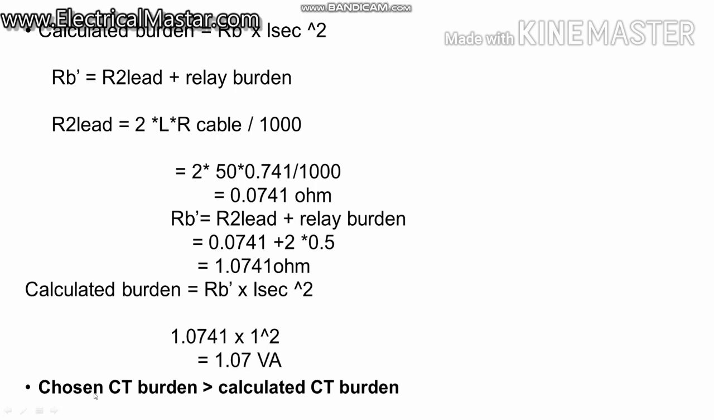The general concept is that the chosen CT burden should be greater than the calculated burden. How much is the chosen CT burden? It's 15 volt ampere. How much is the calculated value? Only 1.07. Hence it proves our selected CT is perfectly alright for this connected equipment. In this way you can easily verify whether the CT burden is sufficient for the connected equipment. This is the general idea. I hope you now understand what CT burden is, how we can verify it, and how to select the proper CT for our connected equipment.